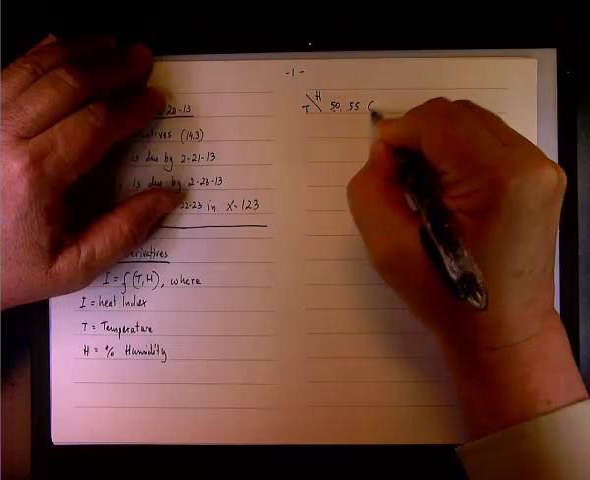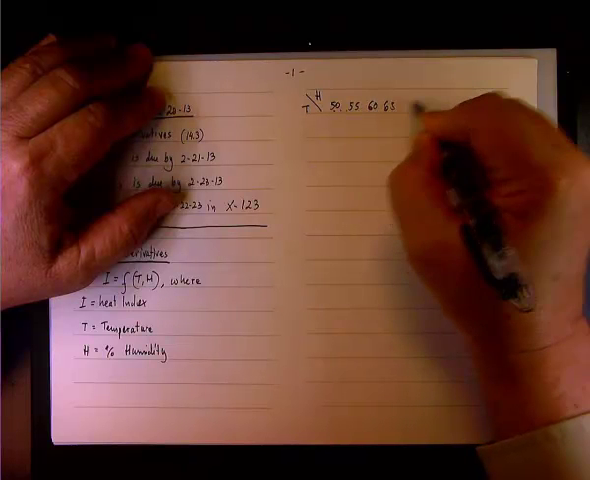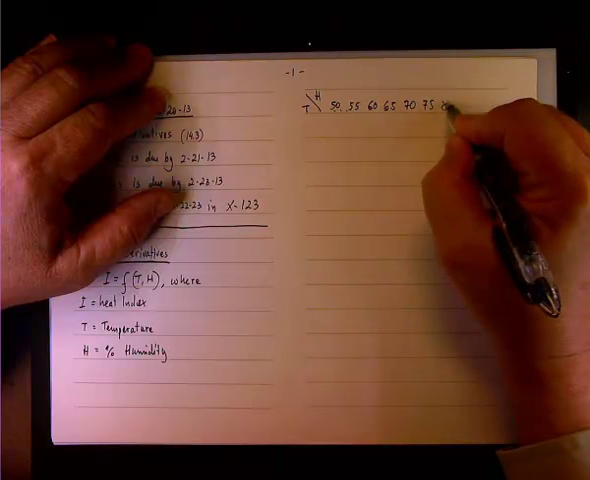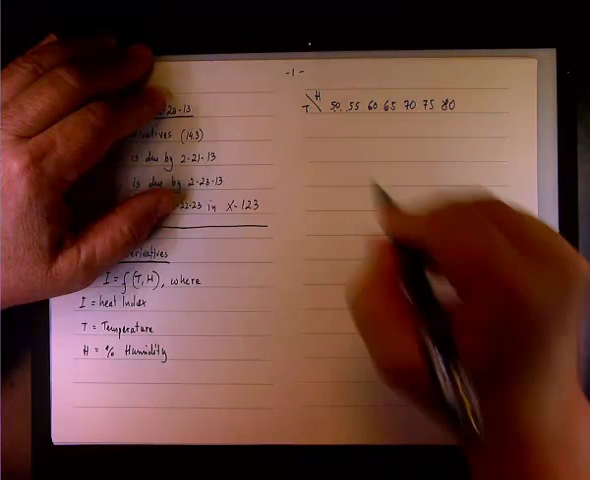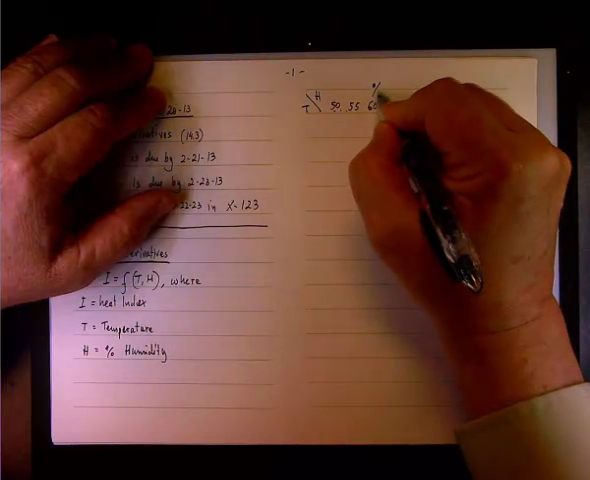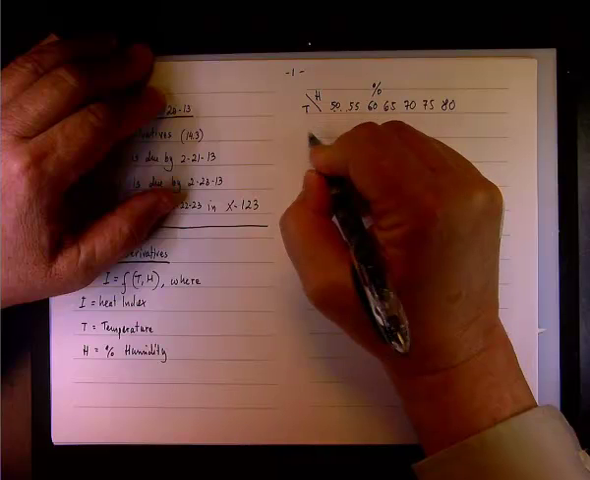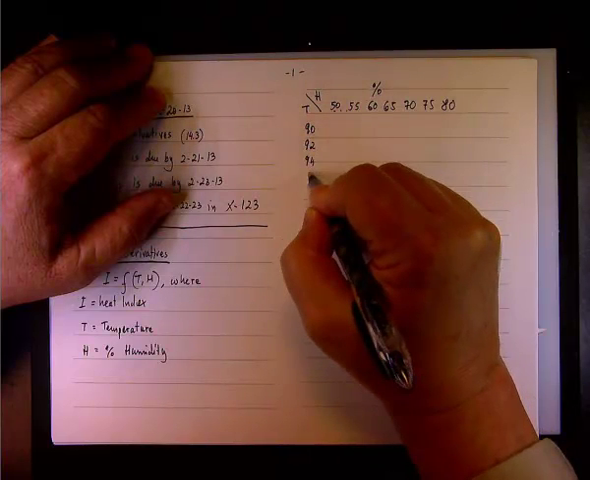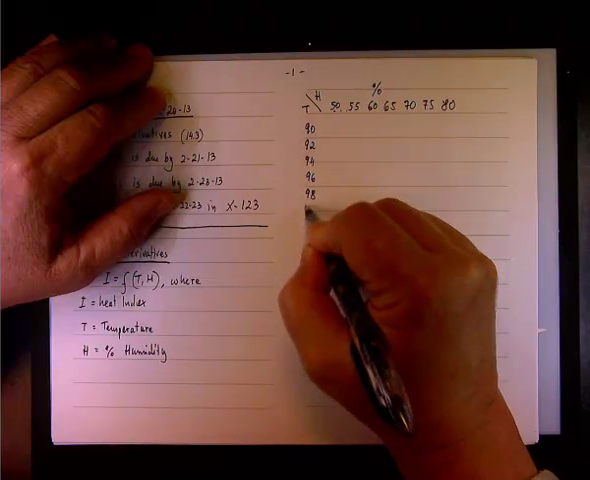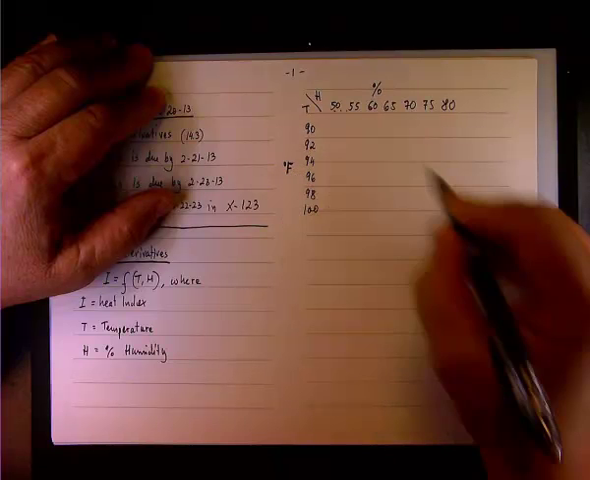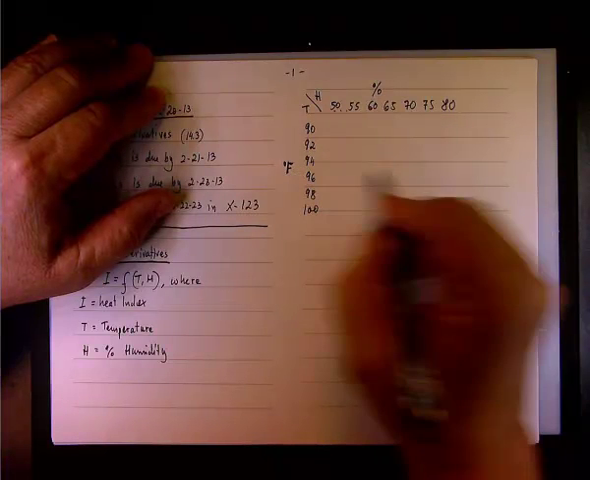I'm going to start with 50, 55, 60, 65, 70, 75, and 80, and I'll stop right there. And this will be percent of humidity. And here I'll have degrees. I'll start with 90, go to 92, 94, 96, 98, and 100. And this will be degrees Fahrenheit.